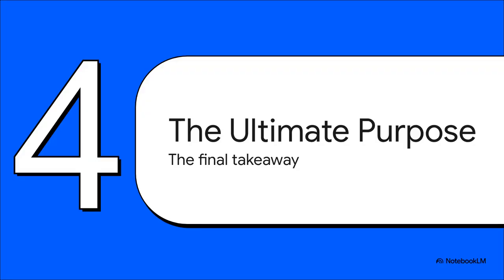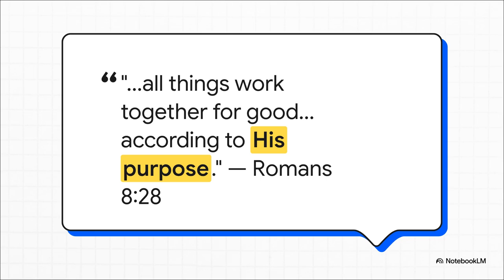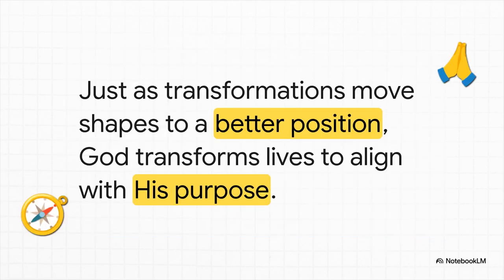Which brings us to the end of the worksheet's journey. So where is all this transformation leading? What is the ultimate purpose that this lesson is trying to get at? Well, the lesson anchors its final point in this specific Bible verse, Romans 8:28. It talks about all things working together for good according to a divine purpose. This is really the theological foundation for the whole metaphor. And here is the final application, the bow that ties it all together. The worksheet concludes that just as these geometric transformations move a shape on a grid, maybe to a better, more intentional position, the source suggests a divine transformation does the same thing for a person's life, reorienting it to align with a greater purpose.